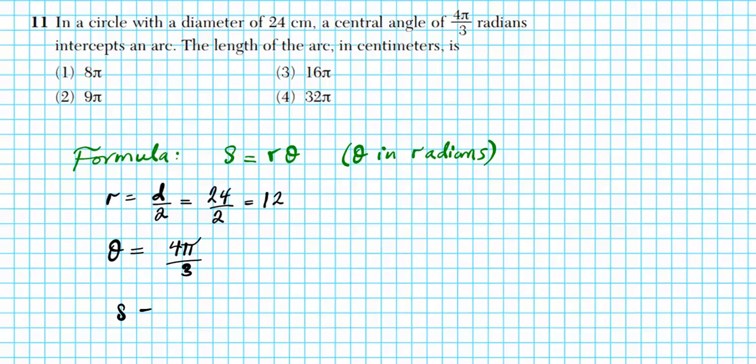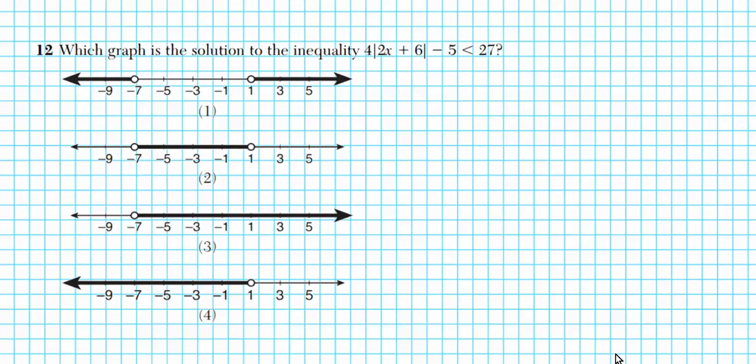Okay, so we have all the ingredients we need to compute the arc length. The arc length is going to be s equals r, 12, times theta, which is 4 pi over 3. Now let's go ahead and cross reduce. 3 goes into 3 once, and 3 goes into 12 four times. And then 4 times 4, you end up with 16 pi. The answer for number 11 is option number 3. All right, let's take a look at number 12.